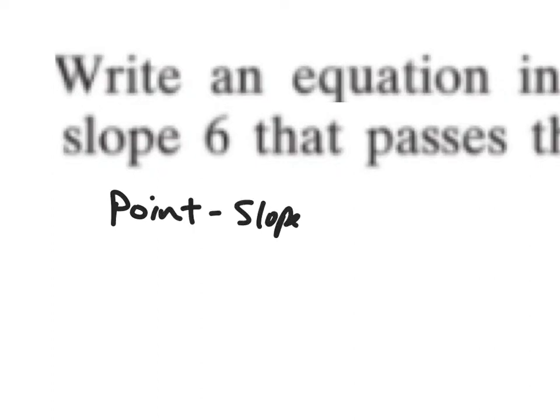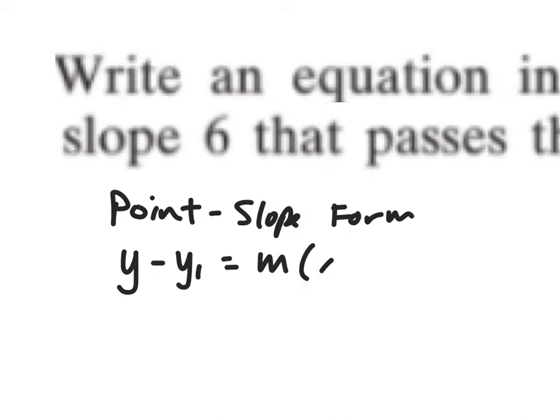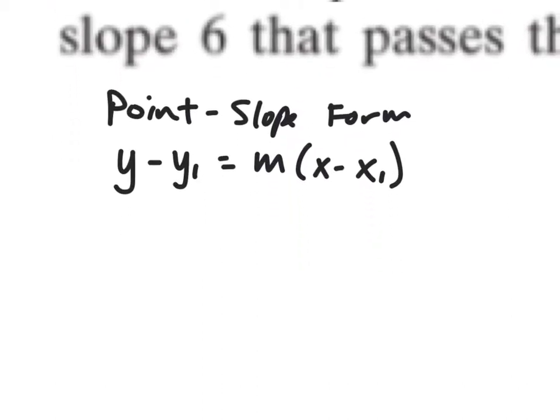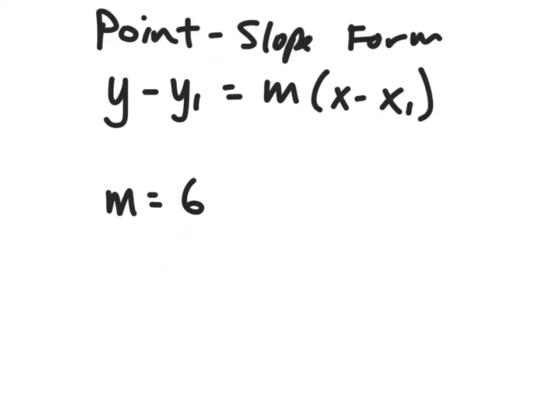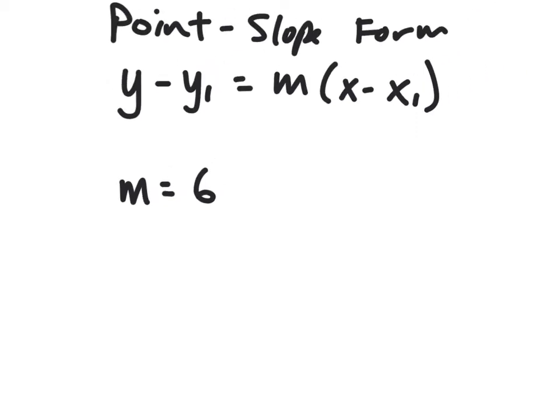Okay, I want to start with that. Let's just write that down. We've got y minus y sub 1 is equal to m times x minus x sub 1. Now the information that I know is that they gave us a slope, m is equal to 6, and then they gave us a point on the graph, 2, negative 5. So I've got our slope, and then I've got our point.